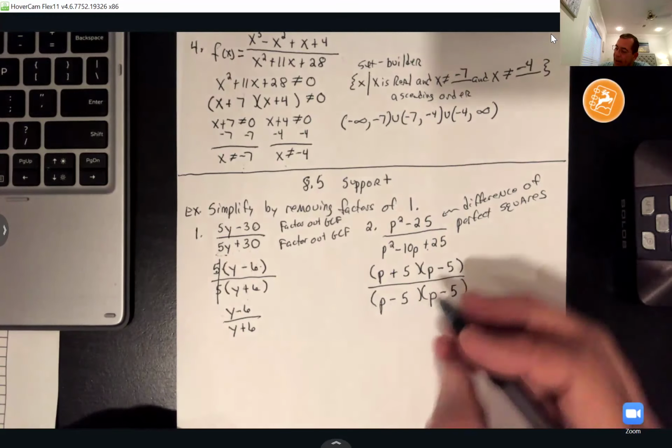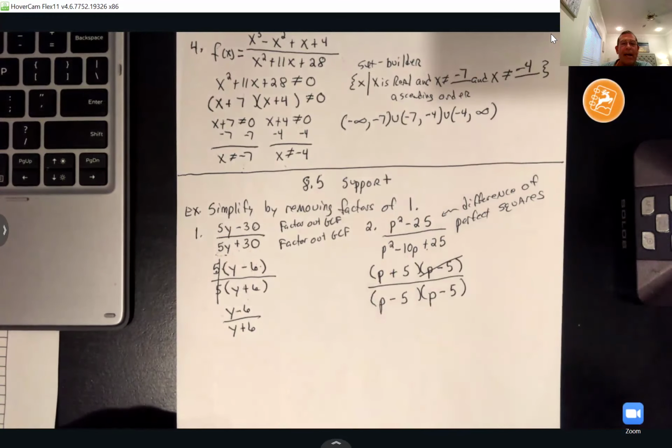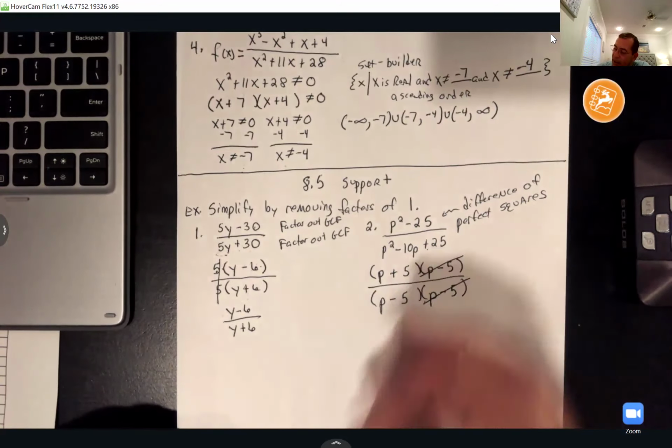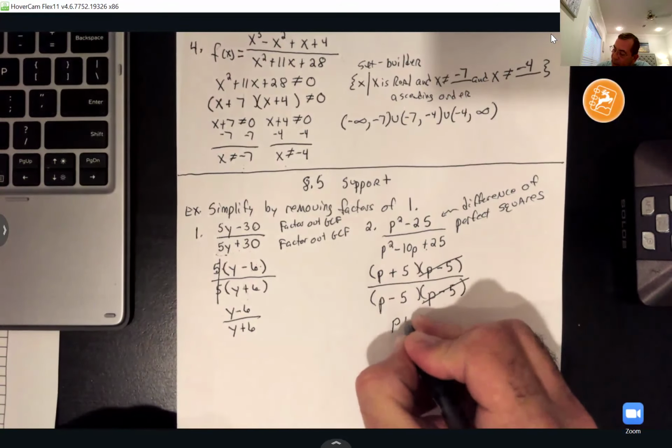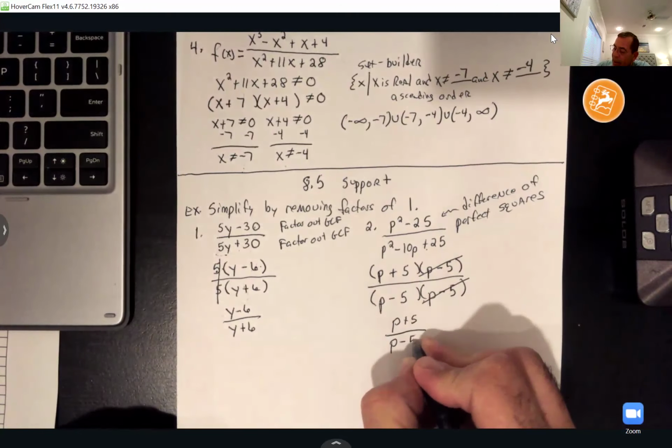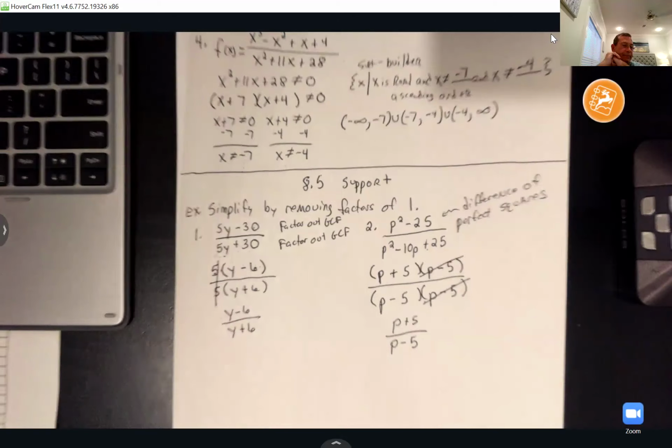But y'all look at that. This P minus 5 will cancel out with one of these P minus 5s. So my final answer is a P plus 5 over P minus 5.